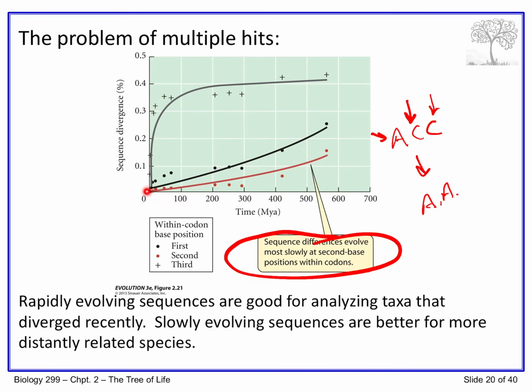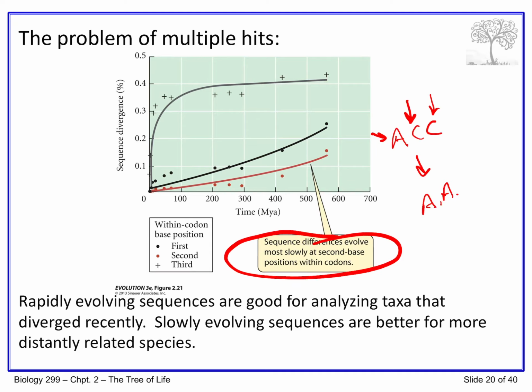So that means that rapidly evolving sequences are great for analyzing taxa that diverged recently. Right here we have time, so maybe tens of thousands of years. For analyzing that, you can use a rapidly evolving sequence. But if you want to look at sequences or species that you think evolved over much longer periods of time, you might want to use first base or second base positions. You might want to use, in other words, sequences that evolve much more slowly because it takes much longer for them to reach that saturation point where you lose all the information and can no longer tell anything about them through comparison of their DNA sequences.